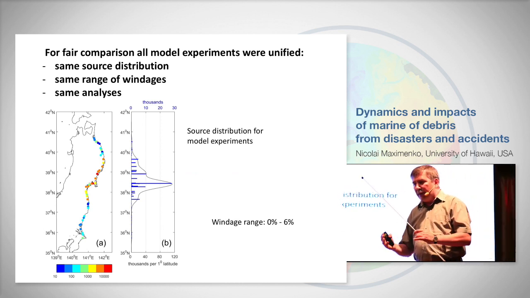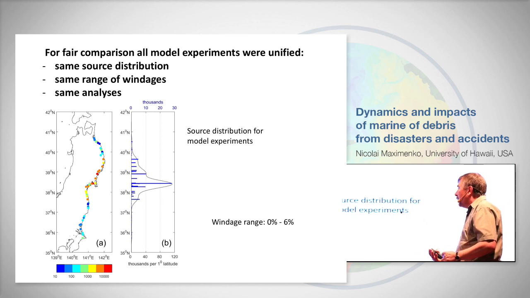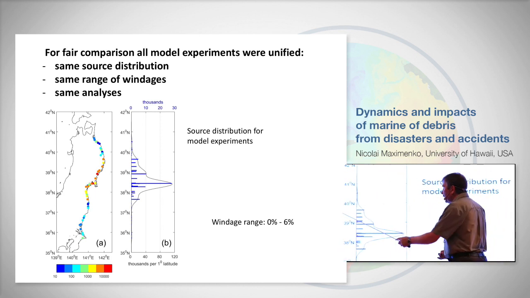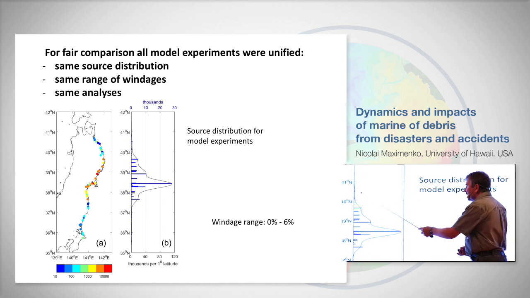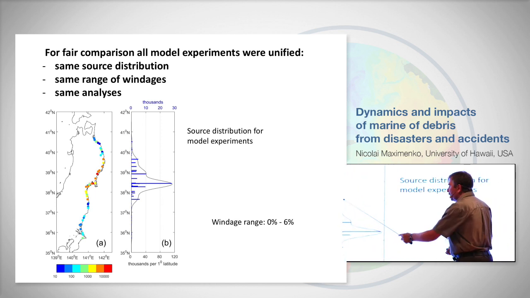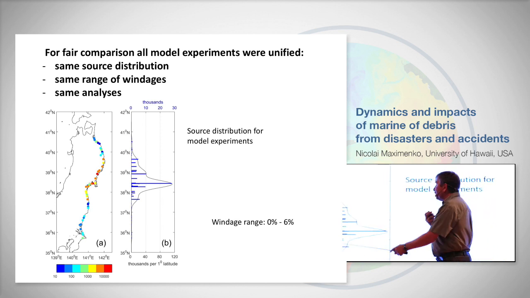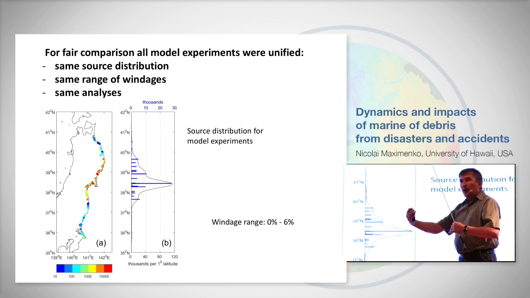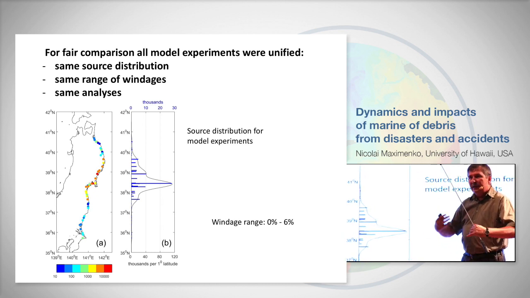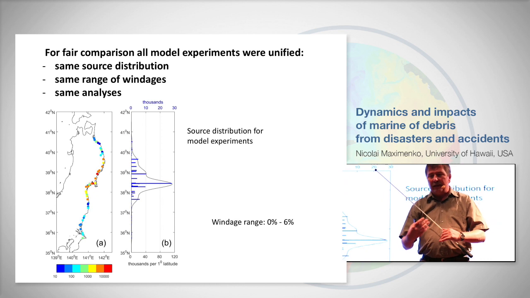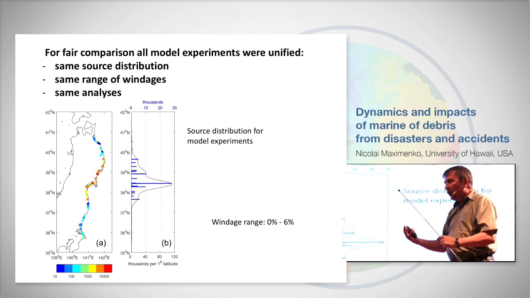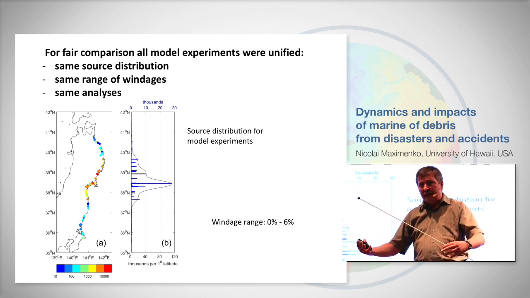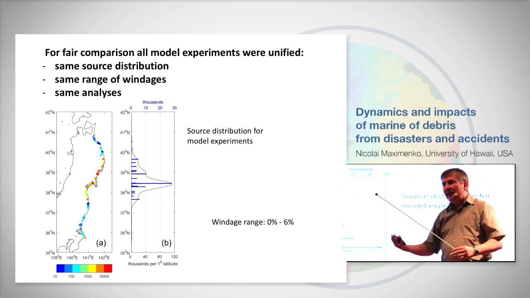In order to make comparison between all models consistent, we worked with our partners to unify the source function. So we took data on broken houses, broken homes, and after smoothing, we produced some source function east of Japan. And then we ran our models under the same or similar range of windage parameters. And then we applied very similar analysis. In case of the Japanese model, we just took their velocities and wind, and we launched our tracer. And the same way we used tracer in our model.